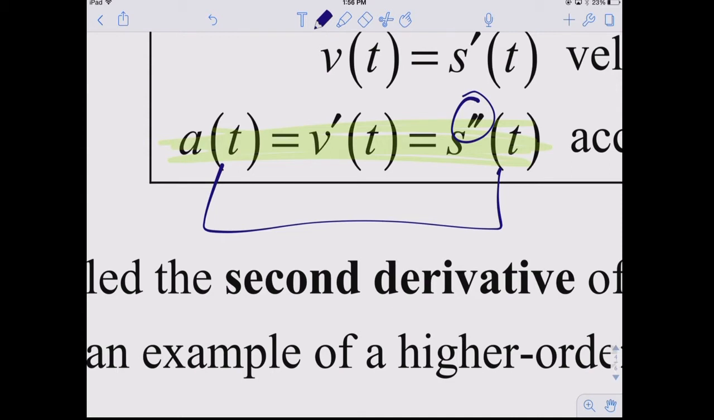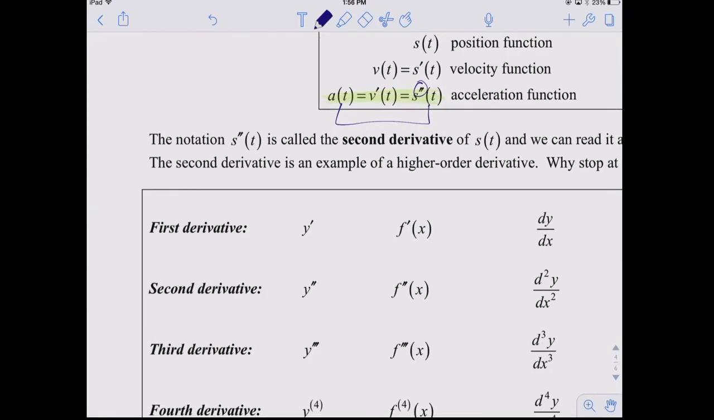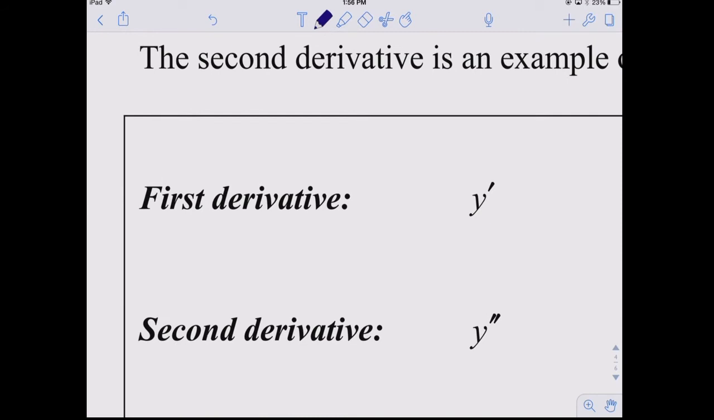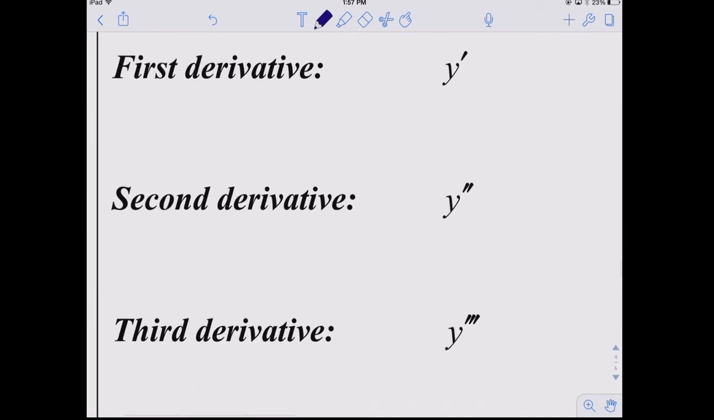Well, we could keep going, right? We could take the derivative of the second derivative to get the third derivative, and we can take the derivative of the third derivative to get the fourth derivative. We can keep going. Some of those have meanings, some of them don't. But every time we take the derivative, we're talking about how the previous function is changing at that moment. So let's look at the notation. If we start with y, then the first derivative is y prime, second derivative is y double prime, third derivative is y triple prime. We use the prime notation.